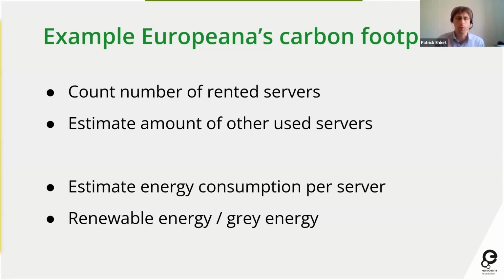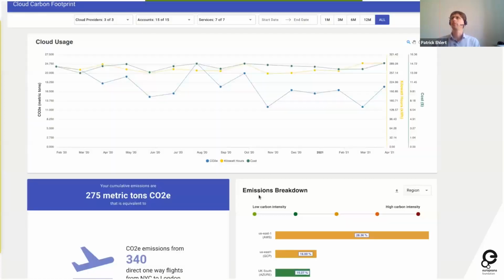That is, if you use an online service like Google Drive, for example, you don't know how many servers are used, so you need to estimate that. Then we estimated the energy consumption per server, but also looked if we could find evidence if that particular server was using renewable energy or not. If it was using renewable energy, we put the carbon density factor to 0. If it was using gray, normal electricity, we would use that country's carbon density factor. So that was some work to get all that data.